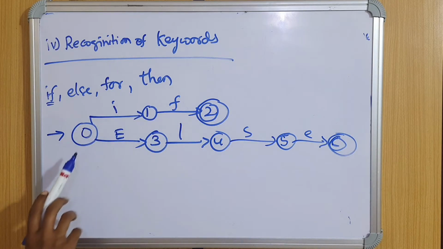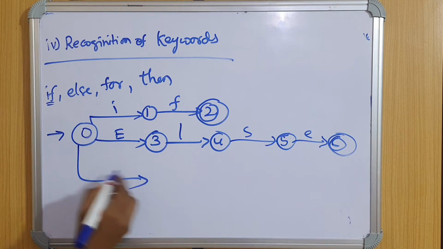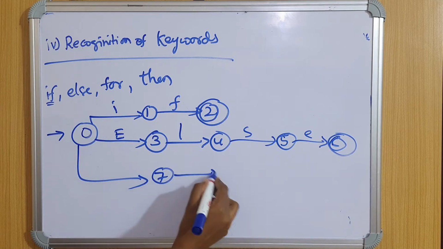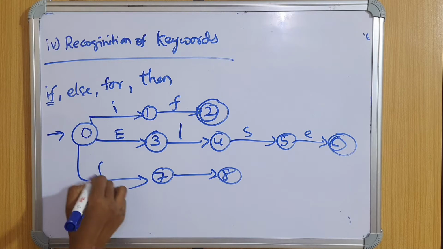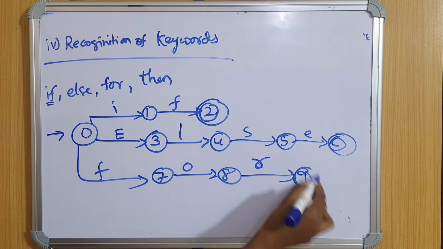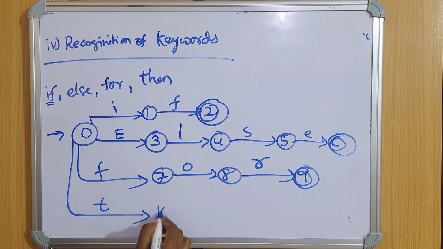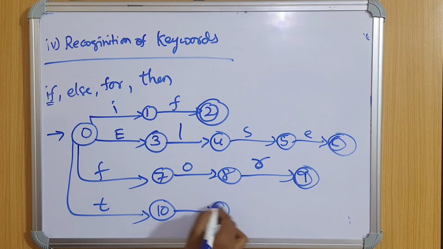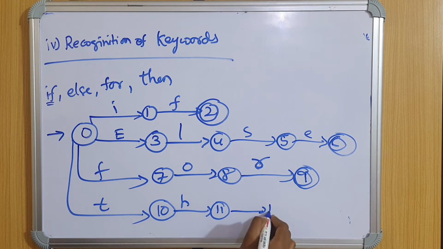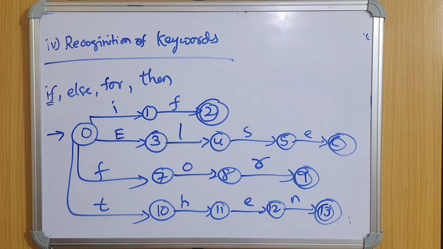IF, it will move to the second state. ELSE, sixth state. For FOR, see till 6 is finished. 7, 8, F, O, R. So ninth. Okay. And next one is then. T, 9 is finished. 10, 11, H, 12, E, N, 13. That is the final state. This is a transition diagram for the recognition of keywords.